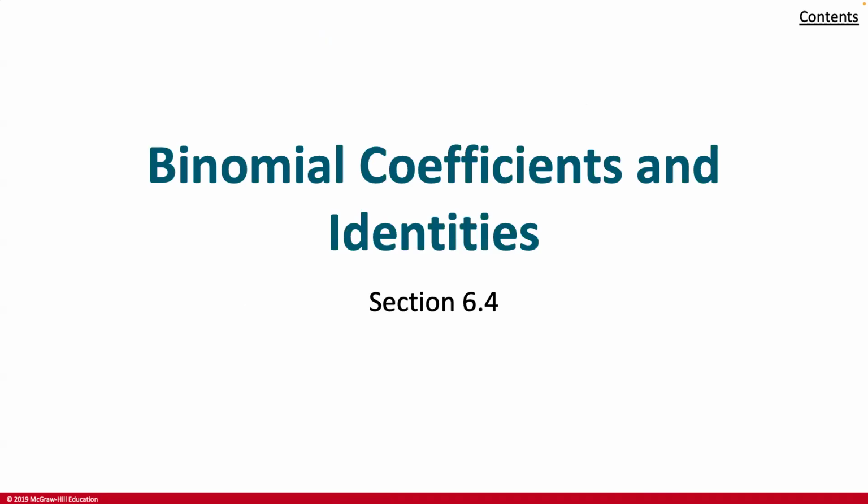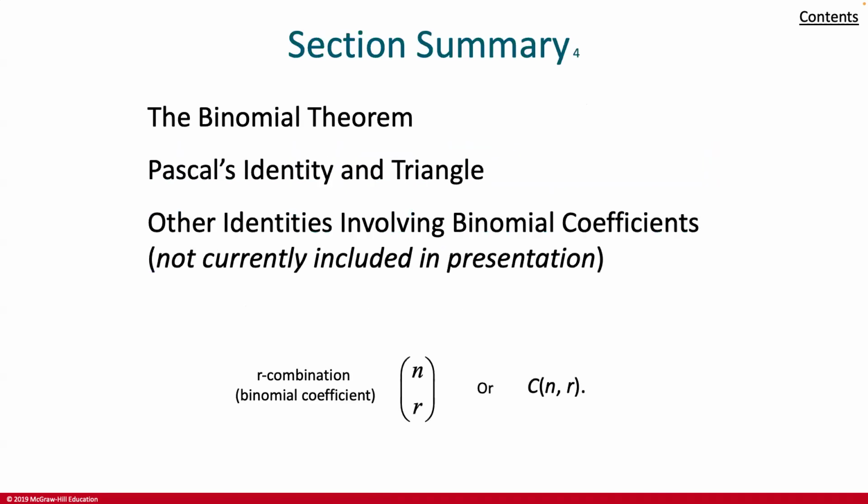All right, now let's talk about binomial coefficients and some identities. Some useful things that are of benefit: we'll be focusing on the binomial theorem and also Pascal's identity and triangle. Hopefully the triangle will help you to understand this a little bit better. As we talked about in section 6.3, the number of r-combinations for a set with n elements is often denoted with this type of notation, or we can be using C(n, r). The number is called a binomial coefficient.